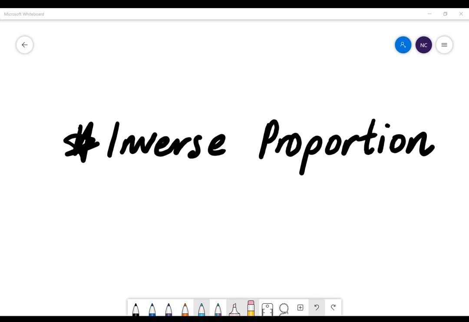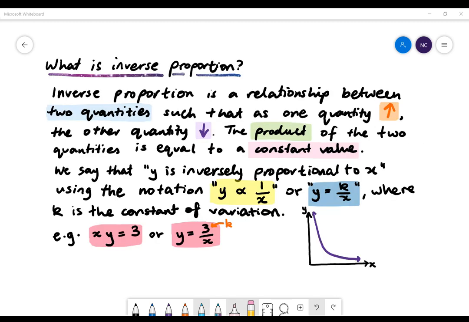Today we're going to be learning about inverse proportion. First, we'll take a look at what is inverse proportion. Inverse proportion is a relationship between two quantities such that as one quantity increases, the other quantity decreases. The product of the two quantities is equal to a constant value.